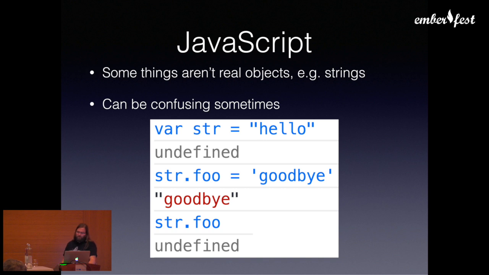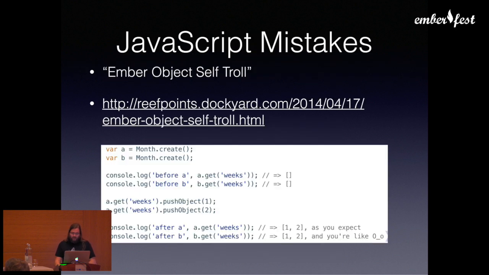In JavaScript, some things aren't real objects. Strings aren't real objects, even though they kind of behave like them. If you are using strings as your models or putting them in your templates, this can be really confusing. Ember object self-troll. Go and read this blog post. It shows how when you're defining objects, you can sometimes have really unintended consequences if you use non-primitives in your Ember.Object.extend calls.